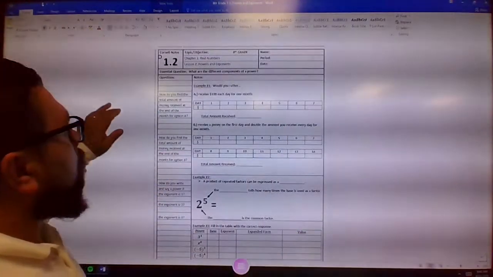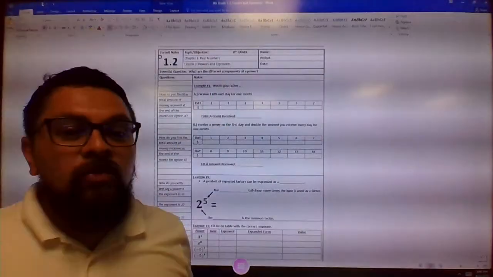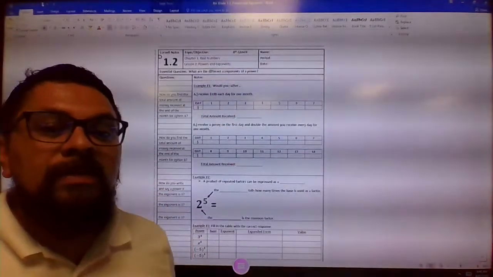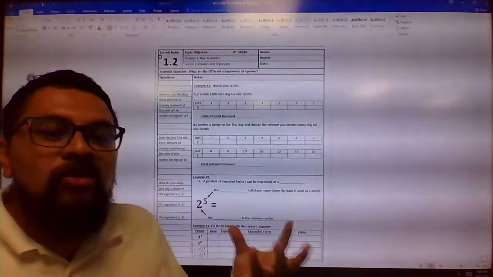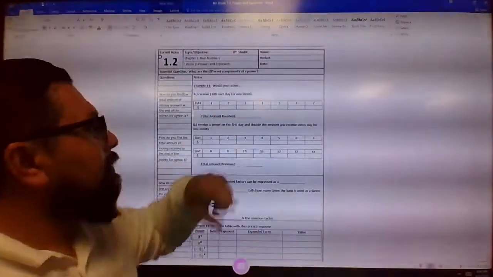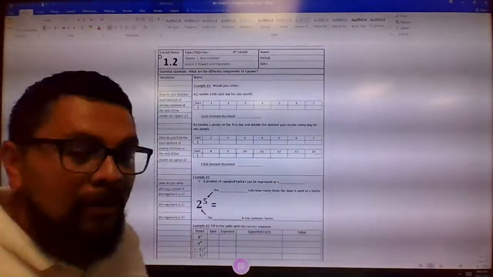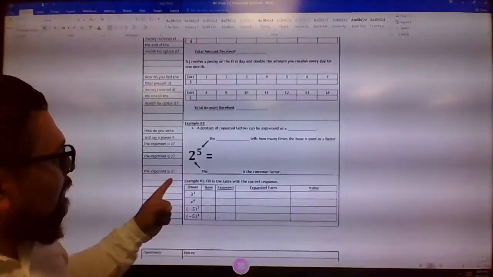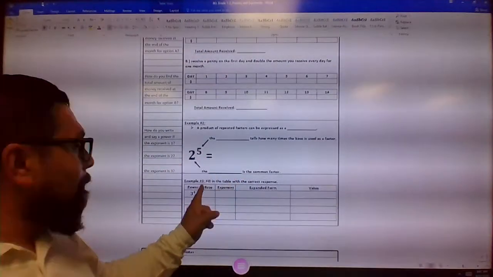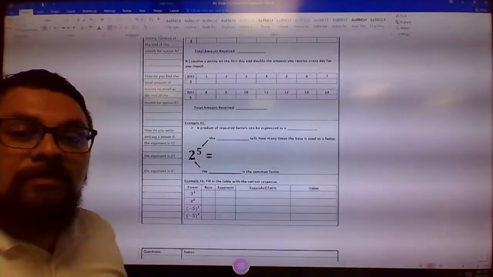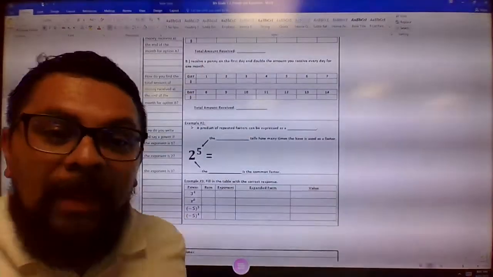Okay, so let's go ahead and read our essential question. Essential means what's the important question? What's the main idea of the lesson? That's what essential means. So it says, what are the different components of a power? We found out that this is a power, and the top is an exponent, and the bottom is the base. Okay, so that's the question that we have in mind.